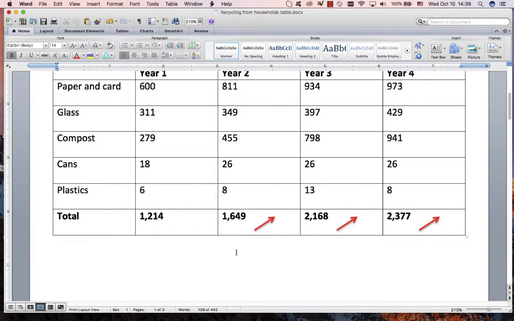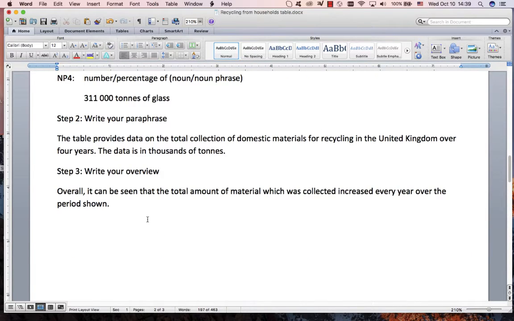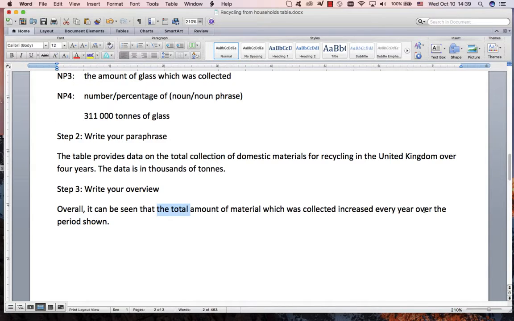I'm going to add a little bit more, but let's just do that as a start. Overall, it can be seen that the total amount of material which was collected, so I used noun phrase 3 over there, increased every year over the period shown.